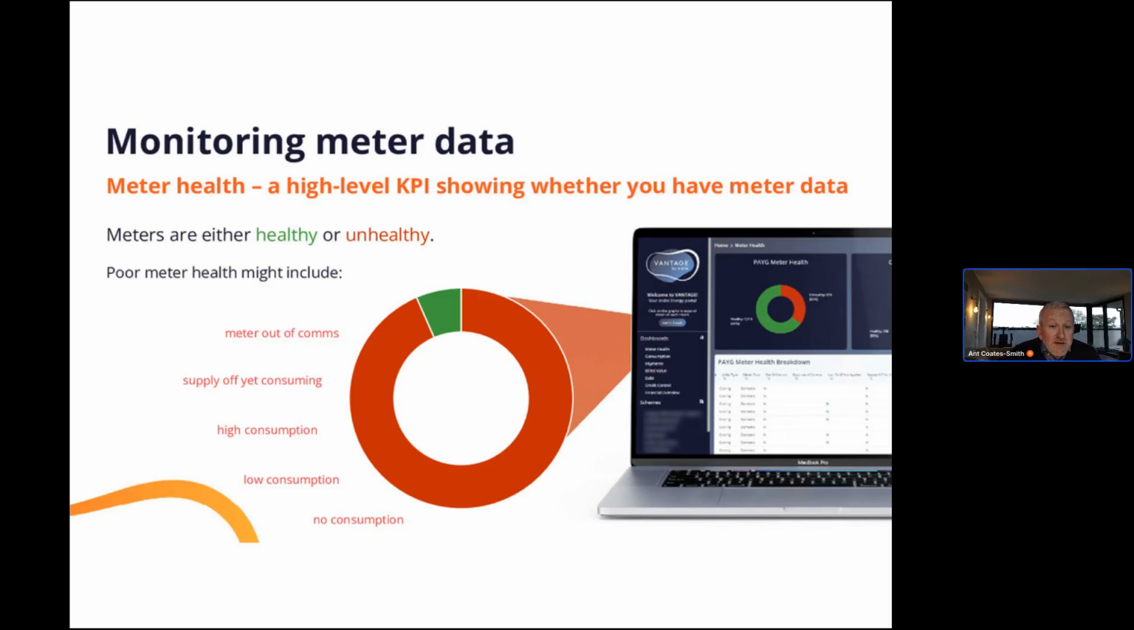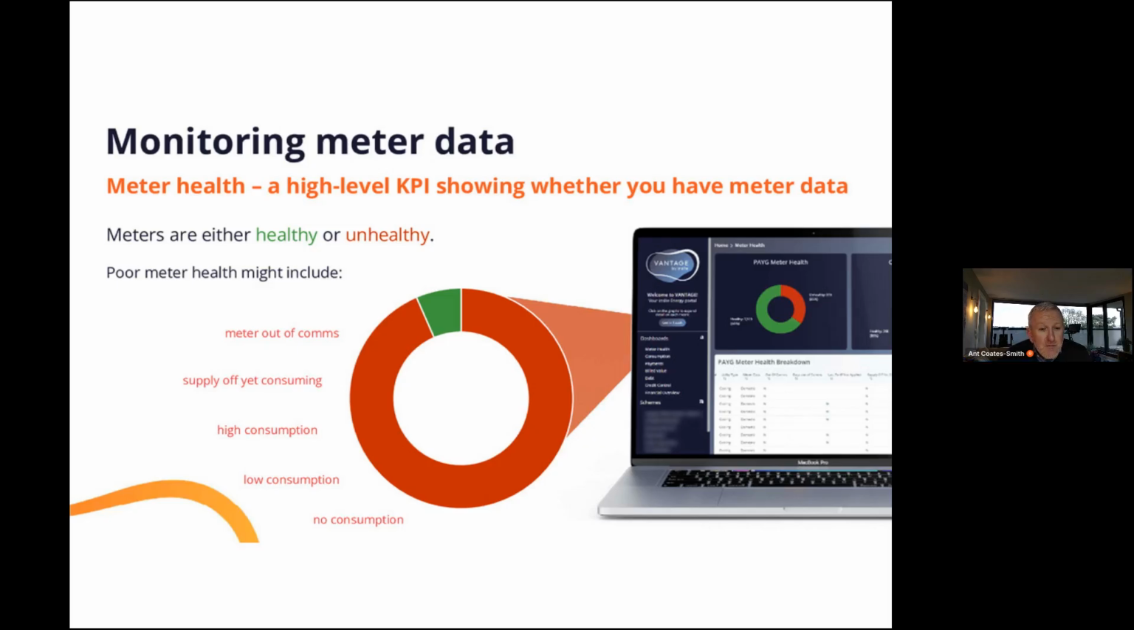Knowing the importance of meter data to the effective operation of a heat network, we want to ensure that we ingest as much meter data as possible to give us as full a picture of the heat network and enable a high level of service to consumers. Thinking about your network of meters, if you operate a heat network, you need to monitor them and ensure they're actually working and reporting. So your meter health, therefore, is a high-level dashboard indicating what level of meter data you're receiving.